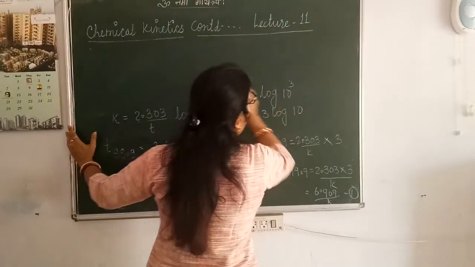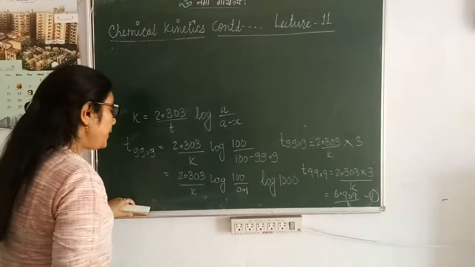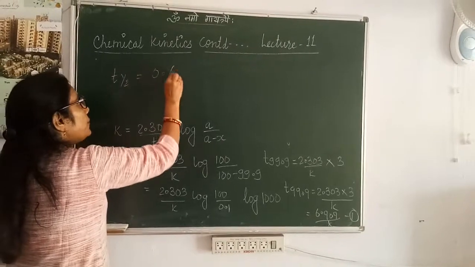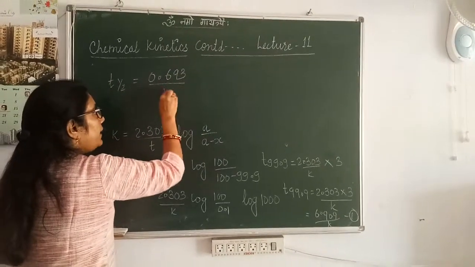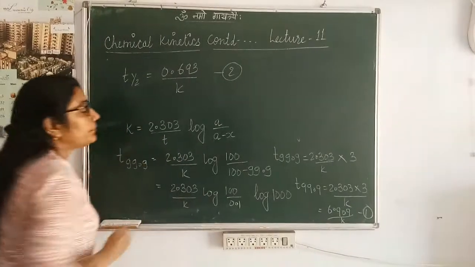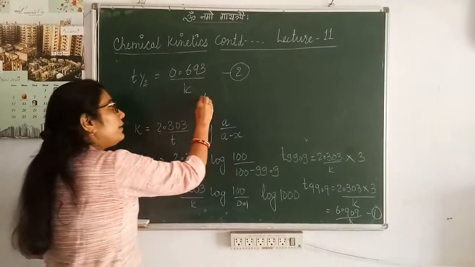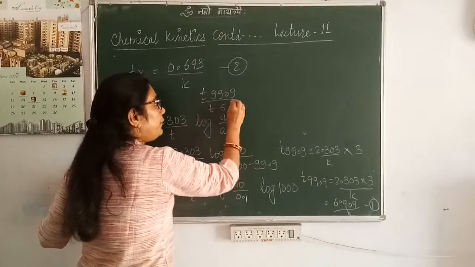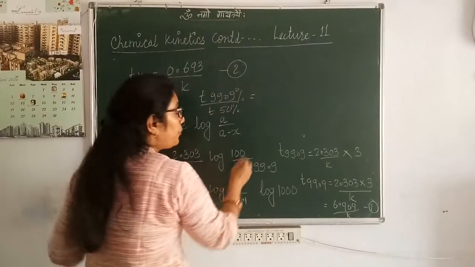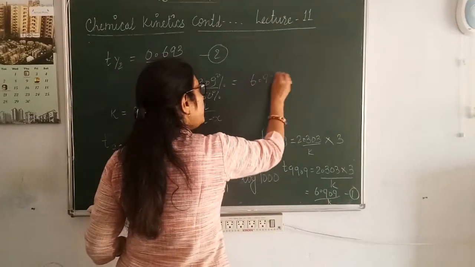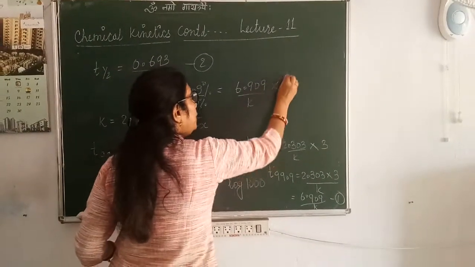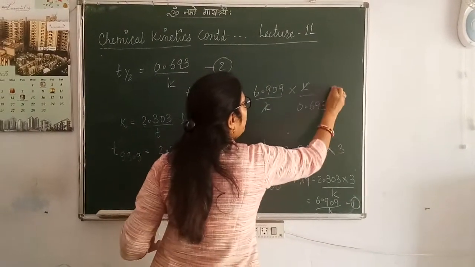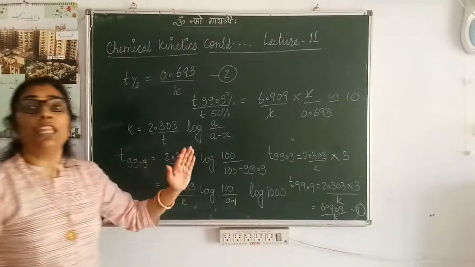Now T half we have already proved on the basis of first order kinetics, and T half is equal to, as you all know, 0.693 by k. Then T 99.9 to T half or T 50% will be equal to 6.909 by k into k divided by 0.693, and will it be almost equal to 10 or not?